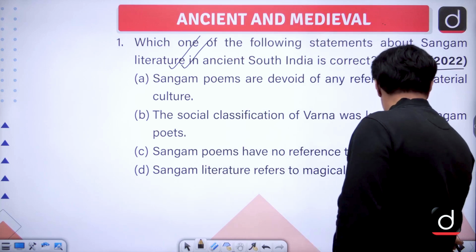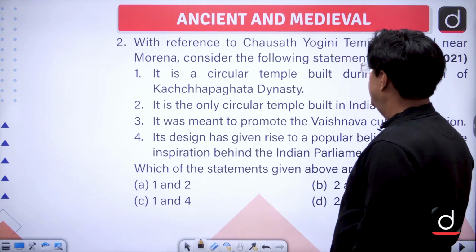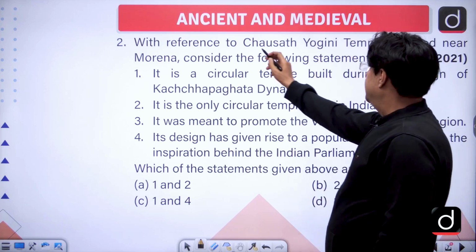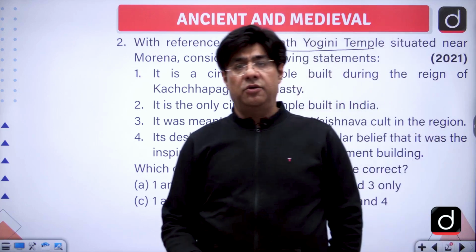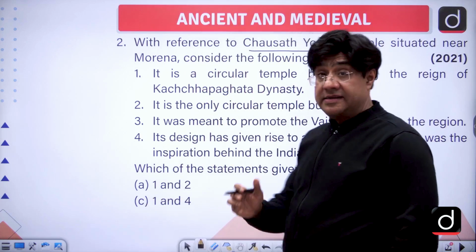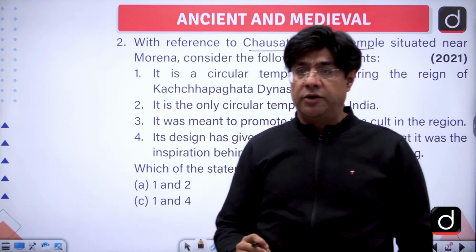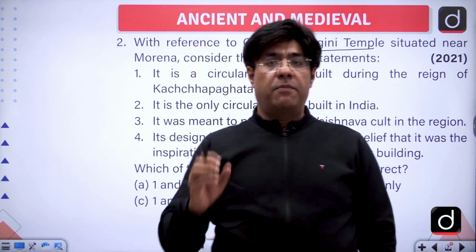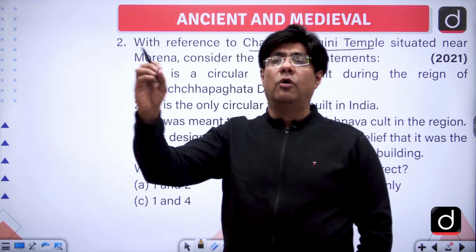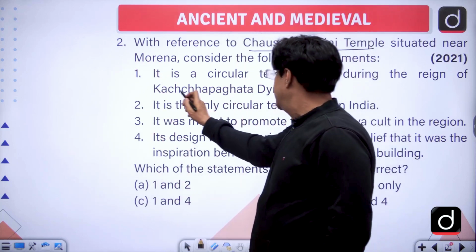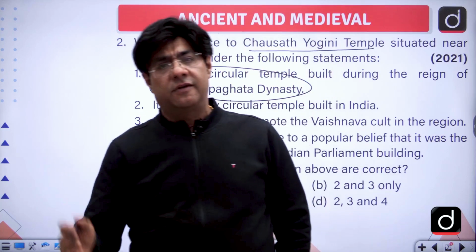Then another question here is about a Yogini temple. As I said, temple architecture will be another theme. And in temple architecture, what are we going to do? Important examples. We will take the name of an important temple of the ancient and medieval ages and who built it. Then see how they ask the question. This is the name of the dynasty: it is one of the Rajput dynasties of the 10th to 12th century.